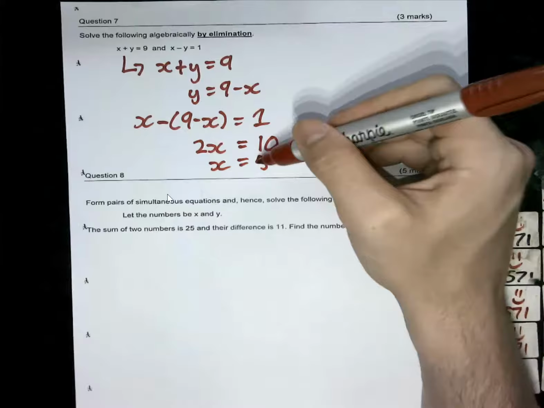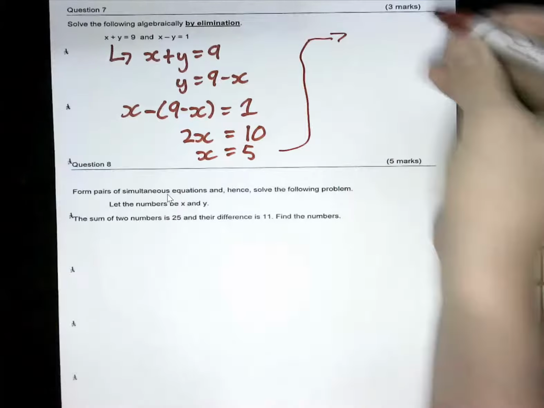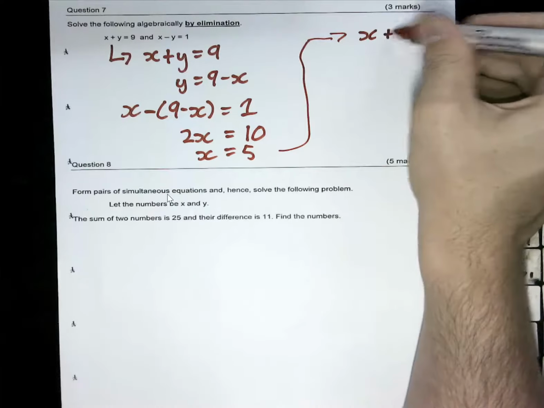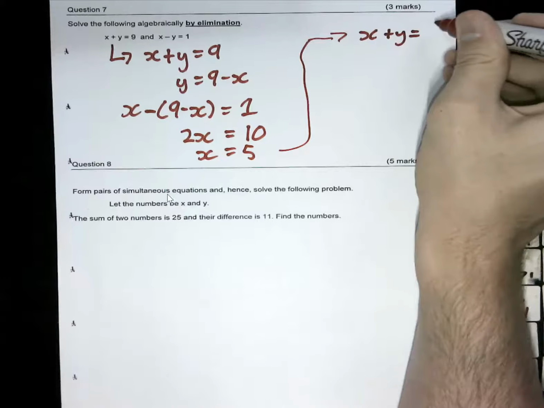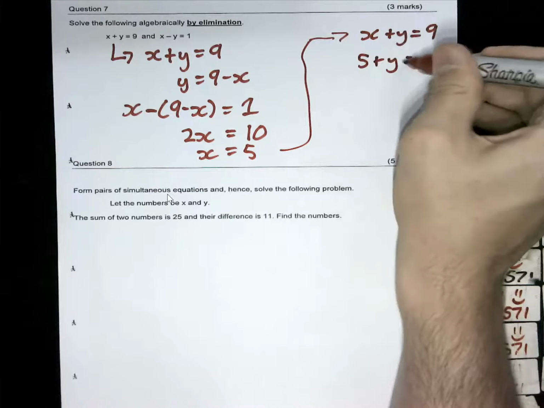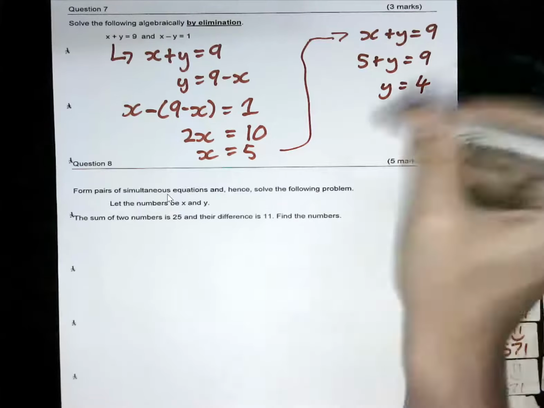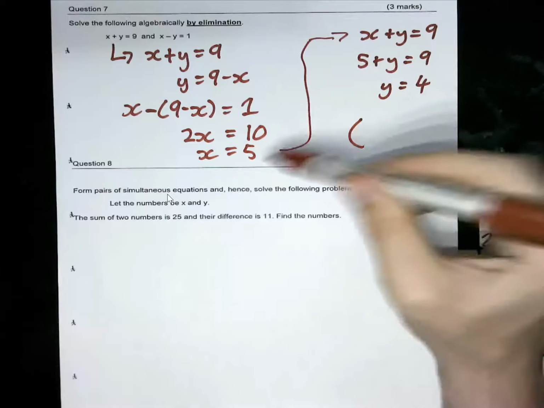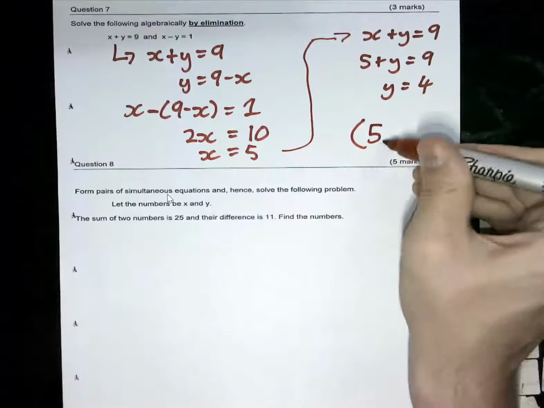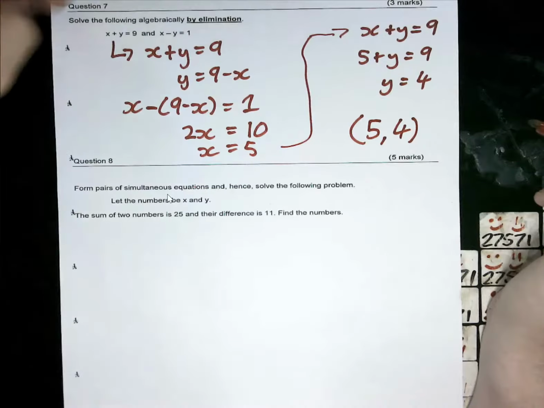Substitute that back into one of the original ones. We'll go x plus y equals 9. 5 plus y equals 9, so y must equal 4. So your answer, again, writing it in the way that we did before, we go x equals 5, so that's first in the bracket, y equals 4, that's second. Like that. Cool.